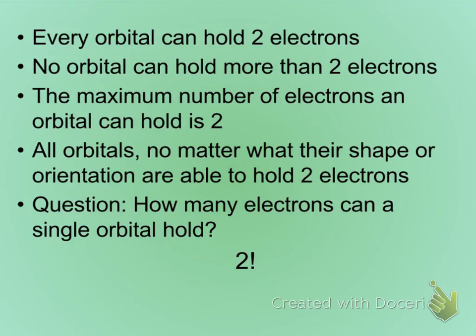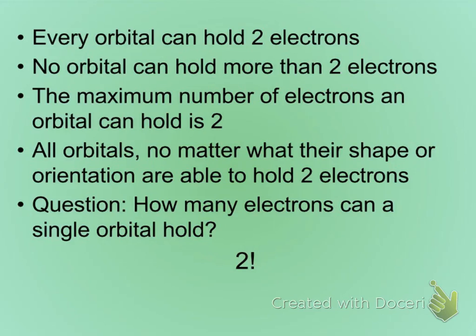So how many electrons can be held in a single orbital? 2. How many electrons can be held in a 4d3 orbital? 2. How many electrons can we hold in a 1s orbital? 2. Just 2. Never more, never less. Not 3, not 1, 4 is right out. 2 electrons in each orbital.